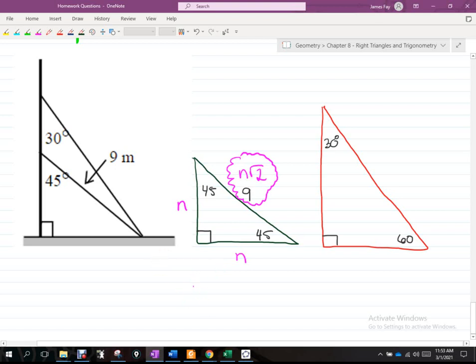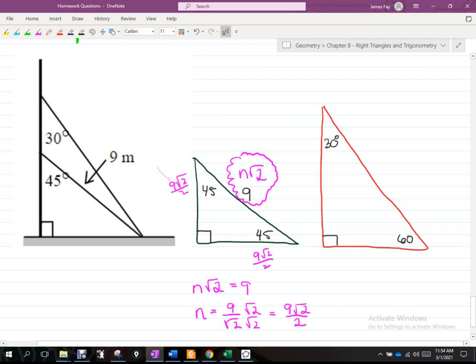So if those are equal, this gives me n radical 2 is equal to 9. So then n would be 9 over radical 2. I just divide both sides by that radical 2, the coefficient for n. I think it makes sense right now to rationalize that. So it gives us 9 radical 2 over 2. That is what n is equal to on this 45, 45, 90 triangle. So this side length here is 9 radical 2 over 2, and this side length here is 9 radical 2 over 2. Is that okay?